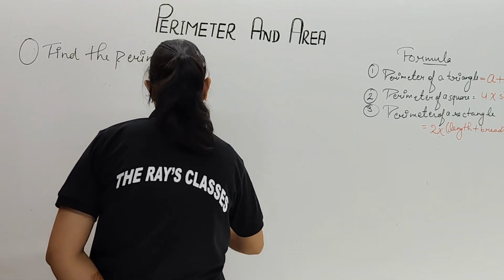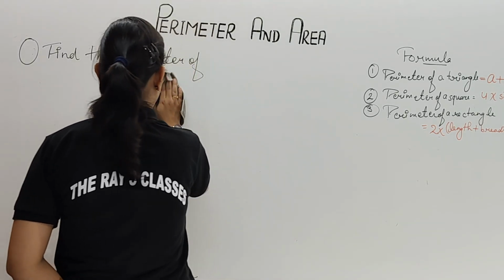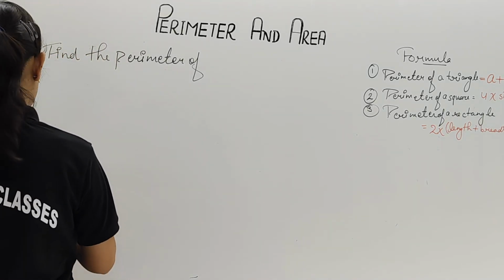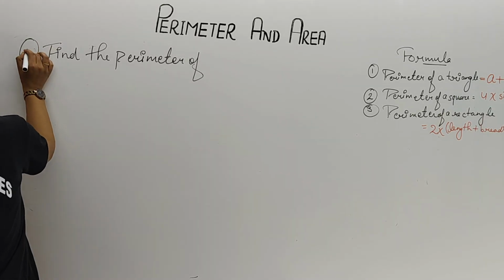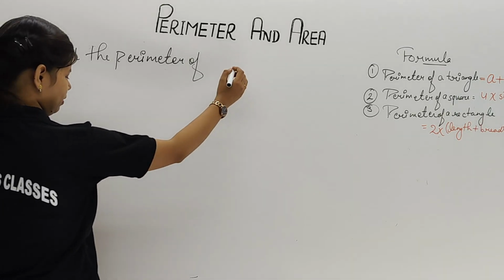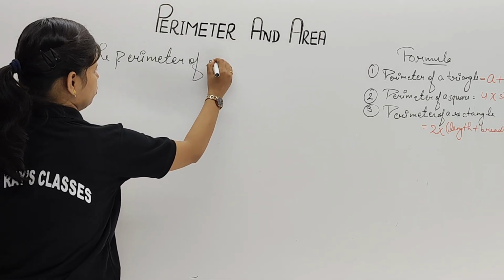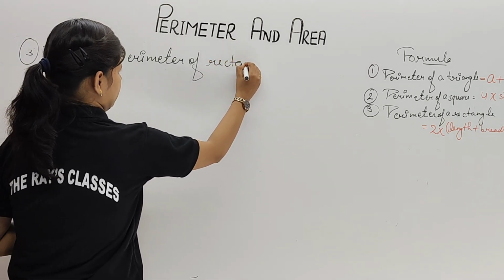That's why you have to see and decide which one is your length and which one is your breadth. First I will go with the figure as well, and I will tell you how to find it. Afterwards, slowly you can also identify. Find the perimeter. This is our third pattern. The question is: find the perimeter of a rectangle.